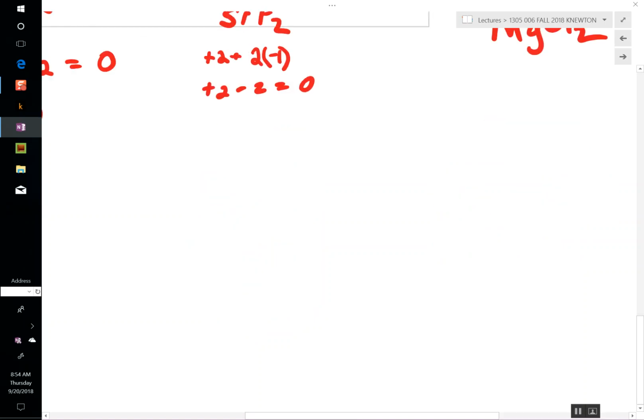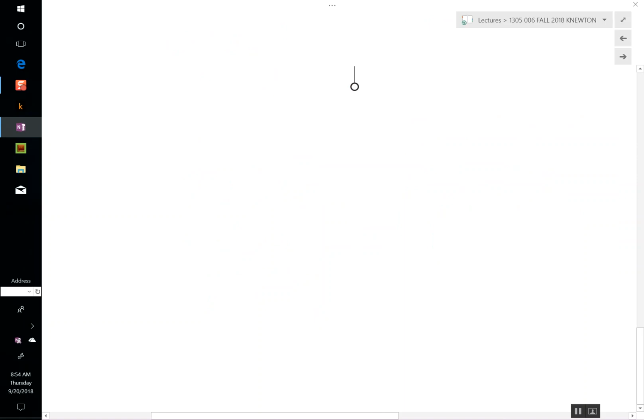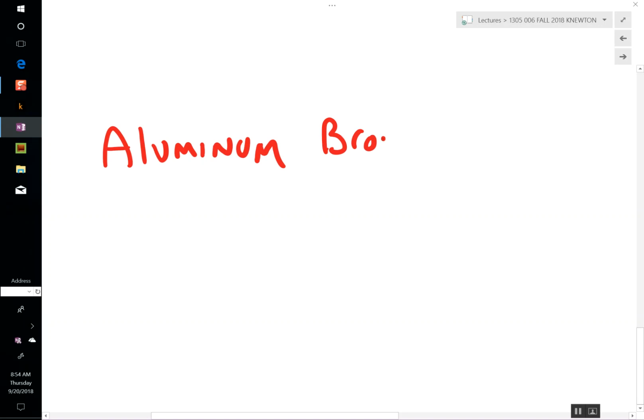Okay. All right, now let me give you a curveball. Not a curveball, but I'm trying to go from simple to harder. Let's go a little bit harder. Aluminum bromide. So find aluminum, find its charge, and piece this together.